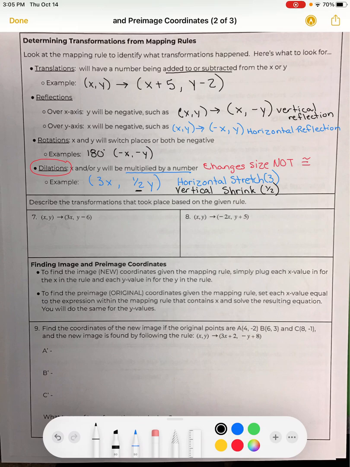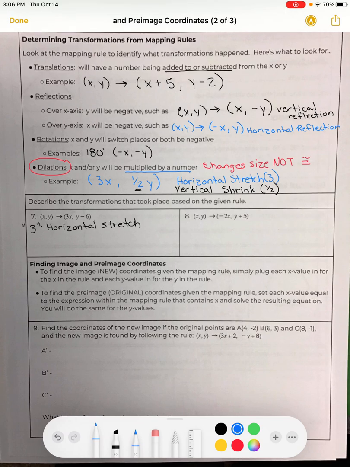But the 3 in this problem represents a dilation. So if it's 3x, I'm just going to put a 3 there. That means there is a horizontal stretch, because when you multiply by a number, that's a stretch or shrink.